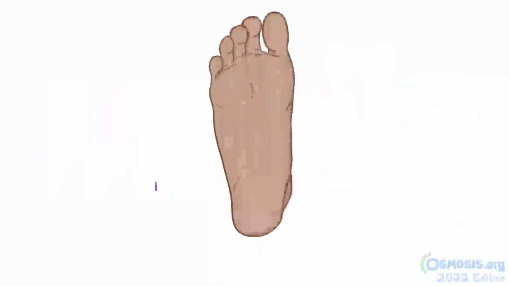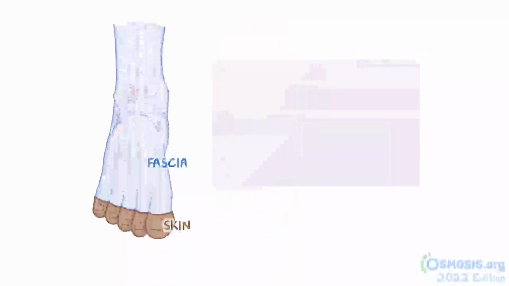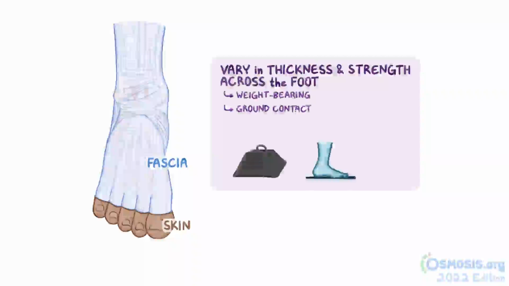The foot also has two important landmarks: the heel, which is the sole of the foot underlying the calcaneus, and the ball of the foot, which is the sole underlying the heads of the medial two metatarsals. So let's talk a bit about the foot's components. The most superficial elements are skin and fascia, which vary in thickness and strength across the foot depending on if the area has roles in weight-bearing, ground contact, or compartmentalization.